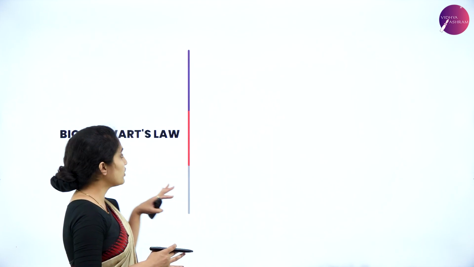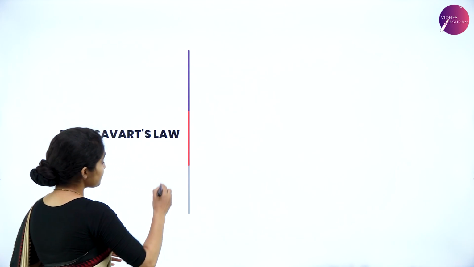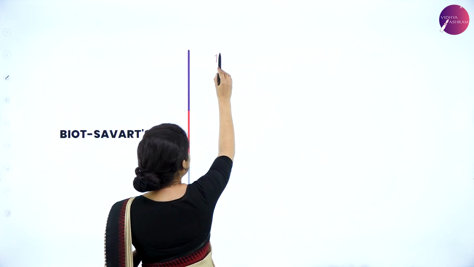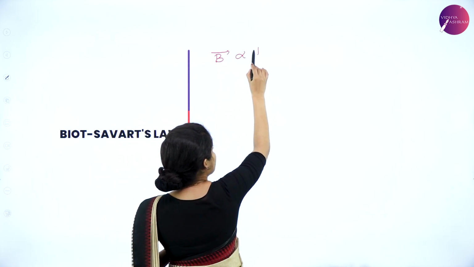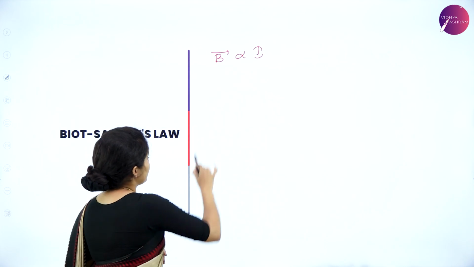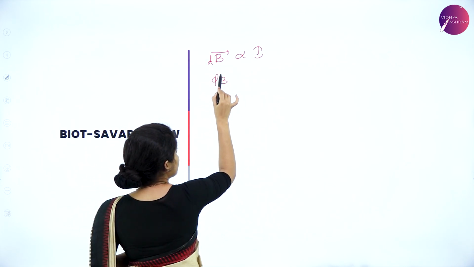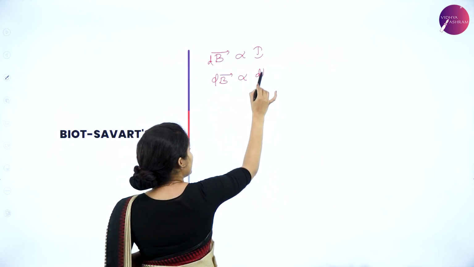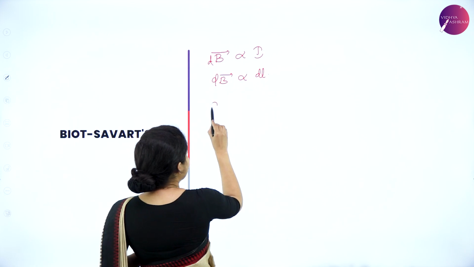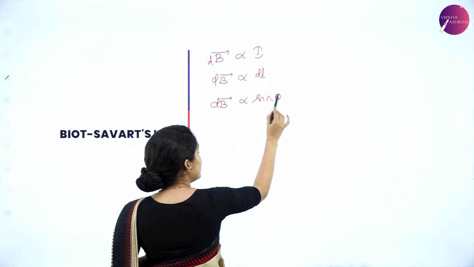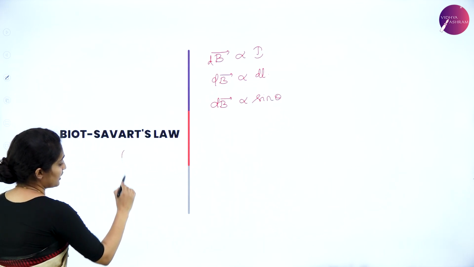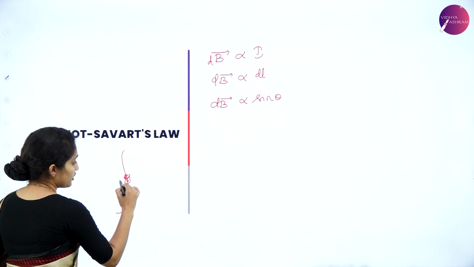With respect to that, we have certain set of laws. One law is called Biot-Savart's law. According to this law, we know that the magnetic field is directly proportional to the strength of the current. Again, the magnetic field is directly proportional to the line element through which the current is flowing. The magnetic field is directly proportional to sine of angle theta, that is, if this is a conductor, there is a line element over here, call it dl.